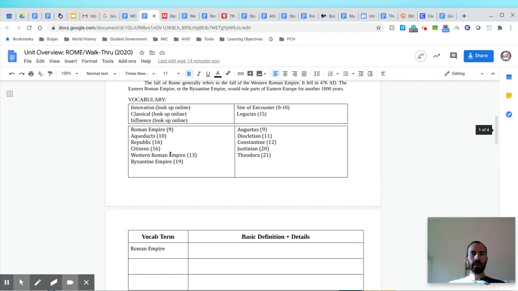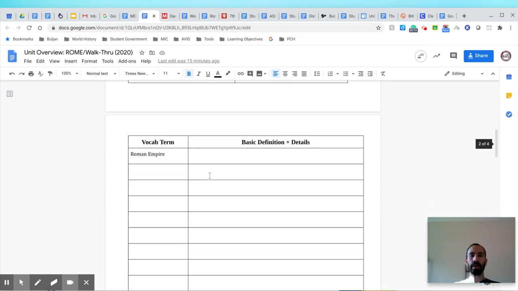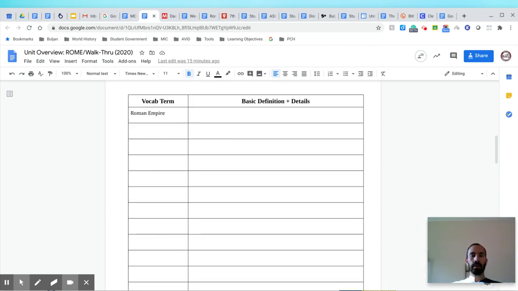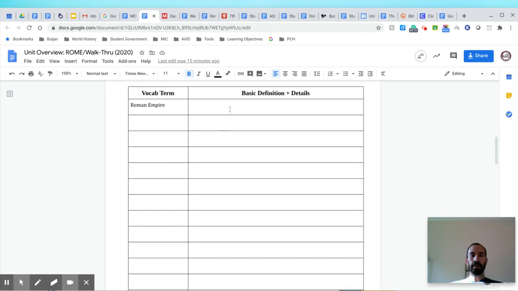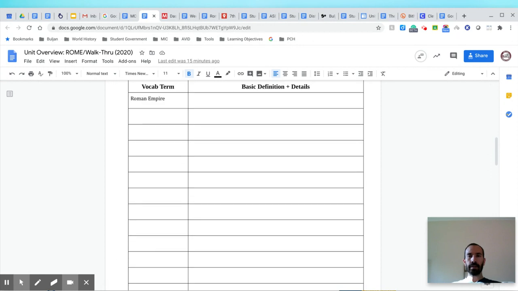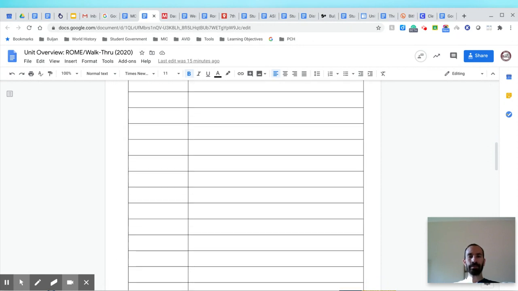These terms may not be bolded or highlighted in your textbook. I say it again, these terms may not be bolded or highlighted in your textbook. So as you go through, you have to read and look through that page. So below, you'll copy and paste the terms and then fill in the basic definition plus details, so additional facts about that term.